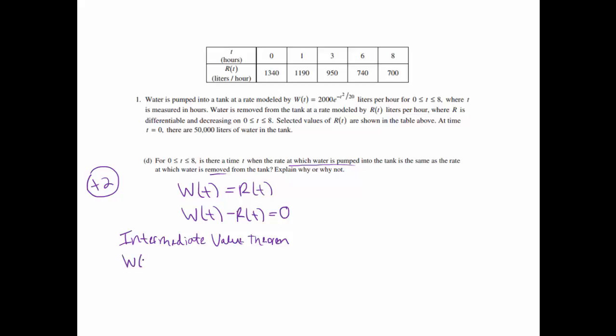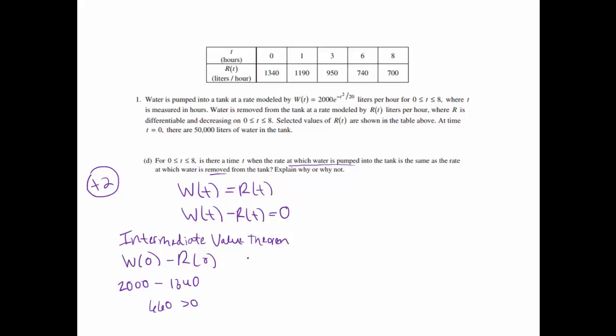So the first one, I'm going to try the beginning endpoint. So I'm going to do W of 0 minus R of 0. And if I just plug 0 in for my T on the W equation, I end up getting 2,000. And then R of 0, I can just look up in the table, was 1340. So I get 660 for that one, which is greater than 0.